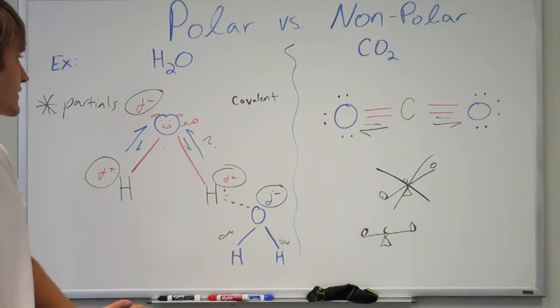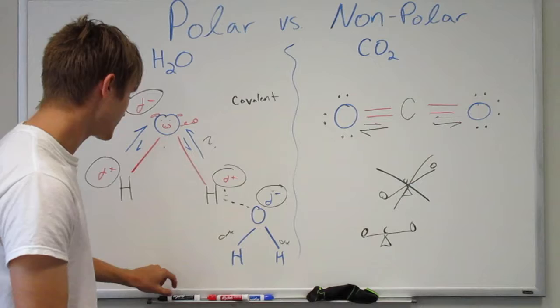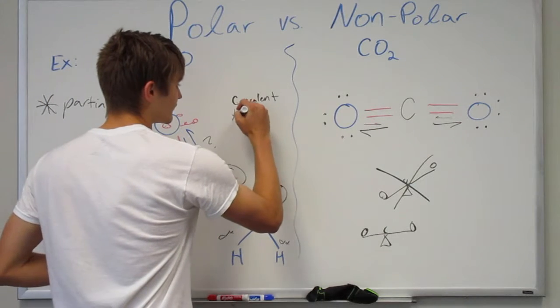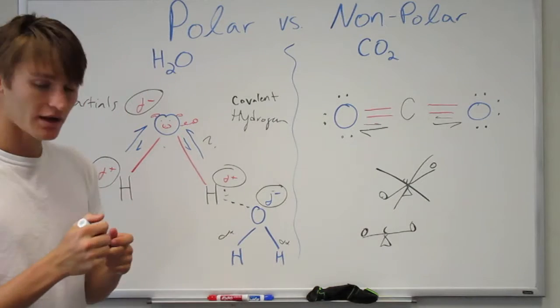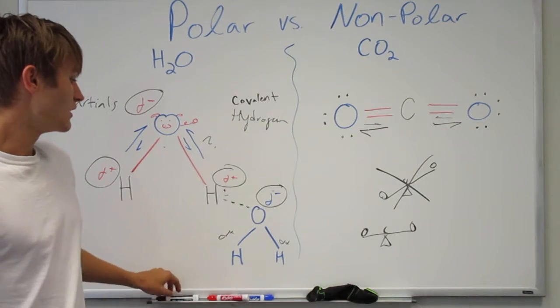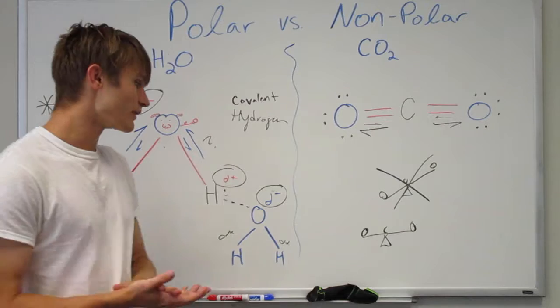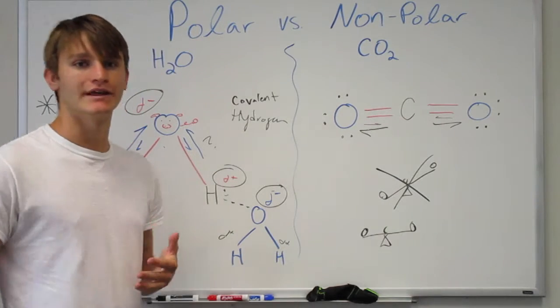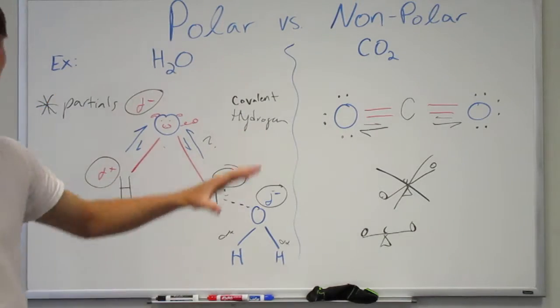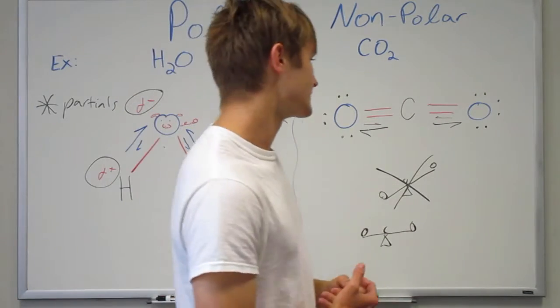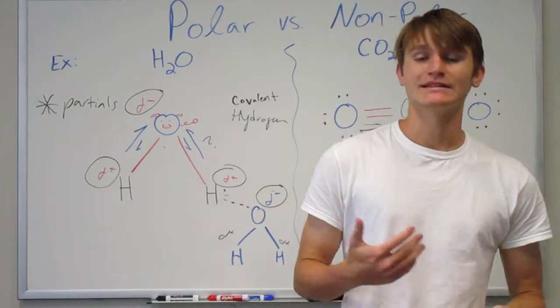So we talked about covalent bonds. Let's talk about hydrogen bonds, which are formed through the partial positives and partial negatives. And yeah, that's why water molecules are the way they are. I'm going to get a little bit more into that in another video. But this is pretty much the main gist of polar and nonpolar molecules. It's a general idea, but it's essential for you to know.